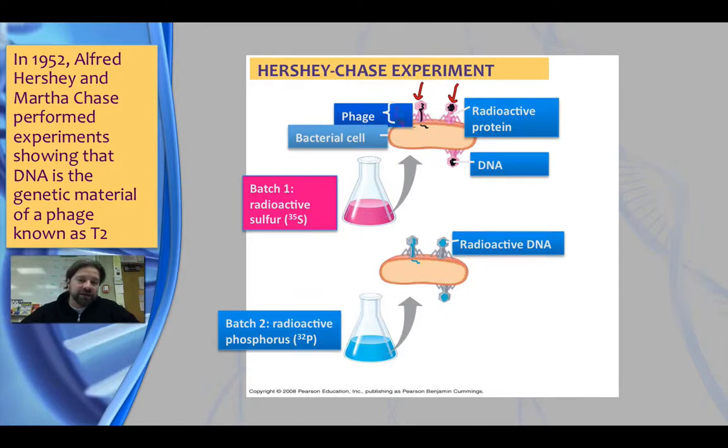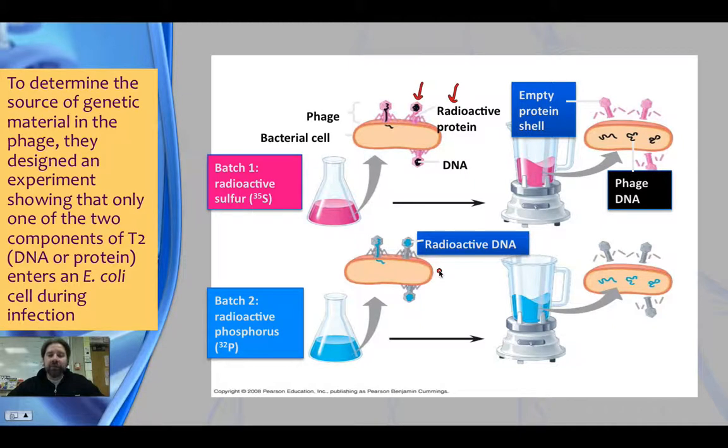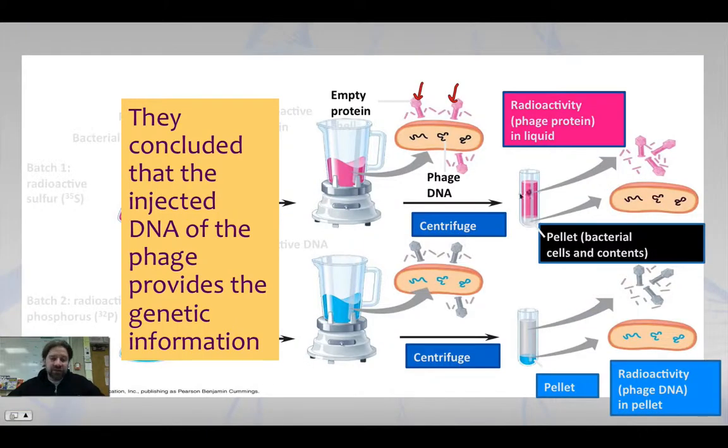Sulfur is readily present in all protein, and phosphorus is readily present in DNA. So what's going to happen is he's going to take samples of these bacteria from each case, one with the hot protein, one with the hot DNA, and run them through a blender. After running them through the blender, we're going to analyze what comes out after we centrifuge our samples. After centrifugation, the heavy stuff drops to the bottom in a centrifuge tube and the lighter stuff winds up on top.